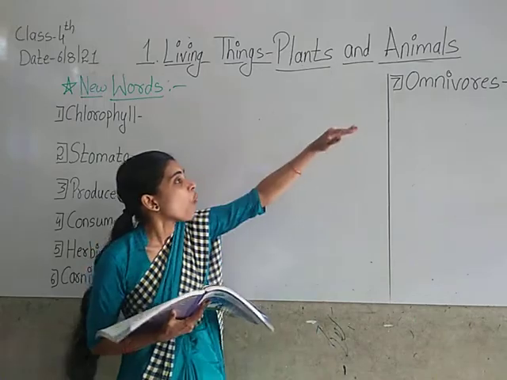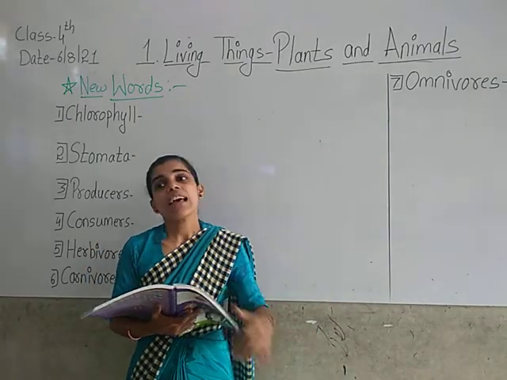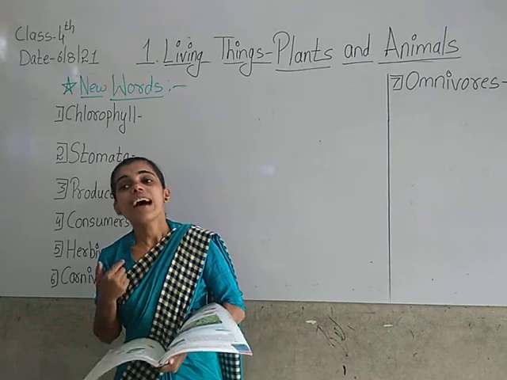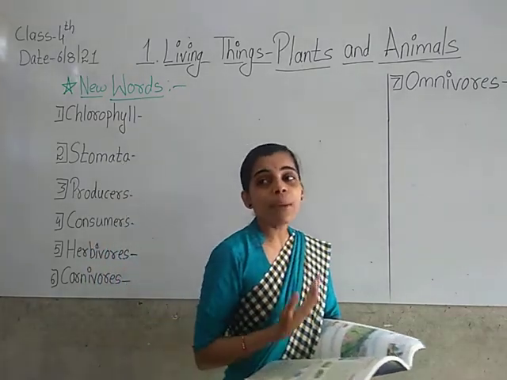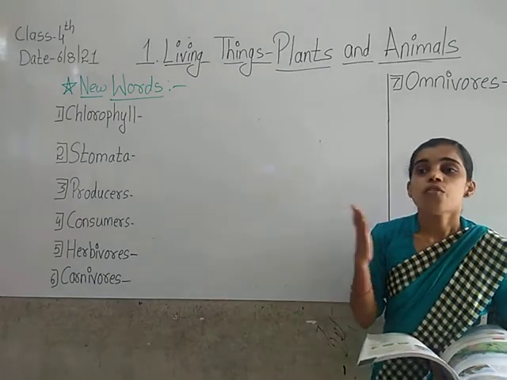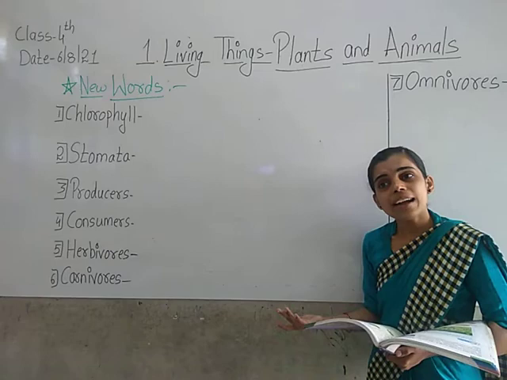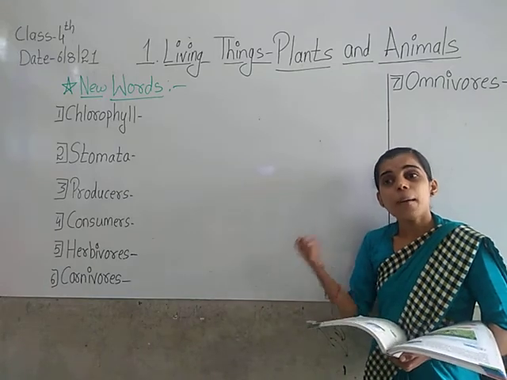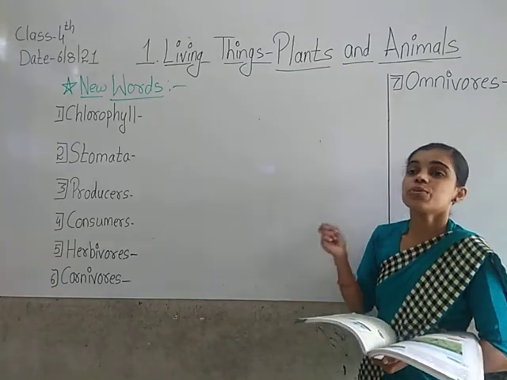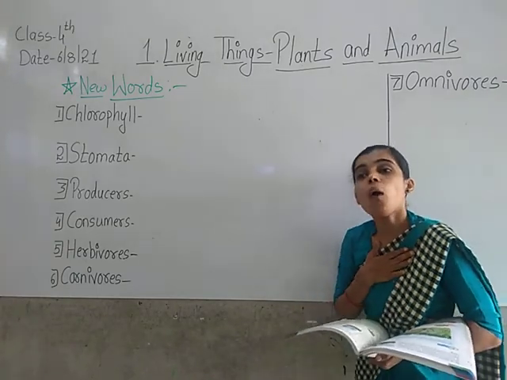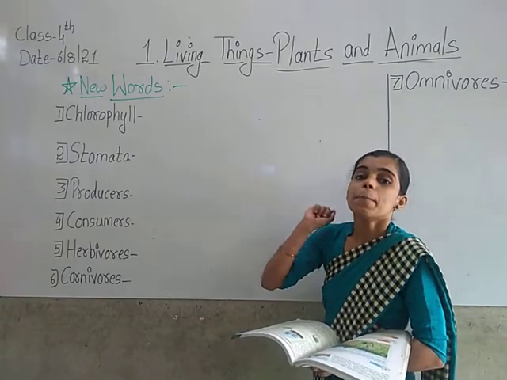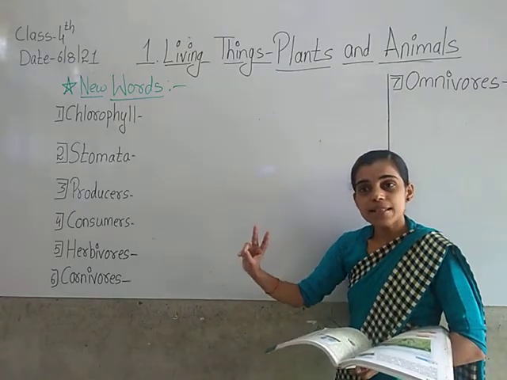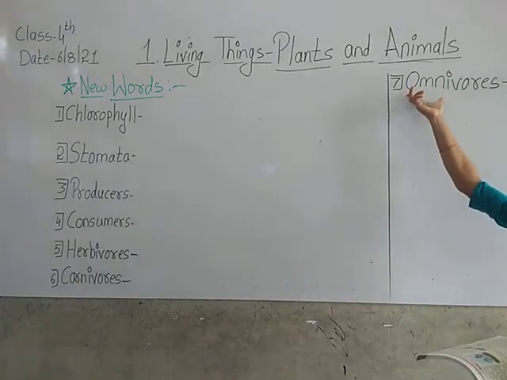And the next one is omnivorous. Omnivorous animals means the animals which eat both plants as well as animals. For example, we human beings eat both plants, meaning vegetables and fruits, and animal products like egg, chicken, mutton. So we human beings are omnivorous. Omnivorous means those animals which eat both plants and animals.